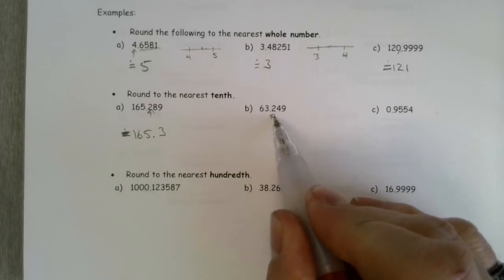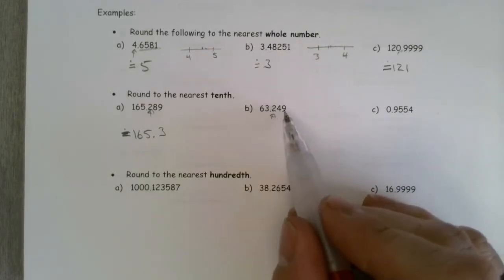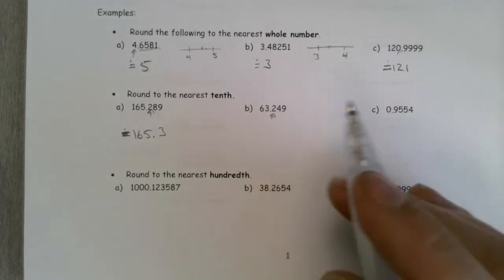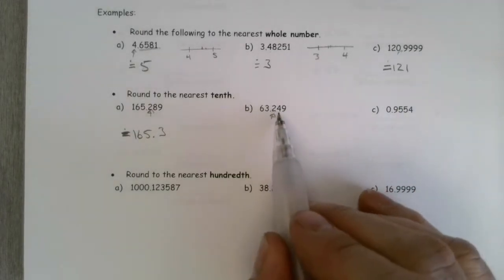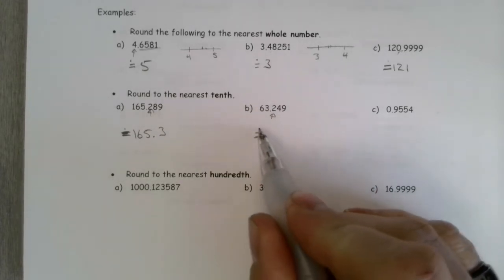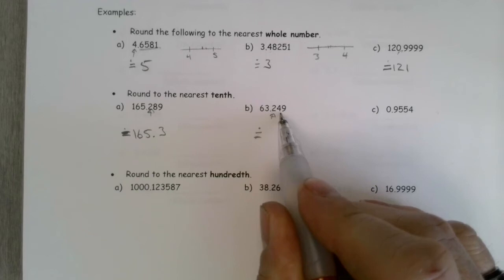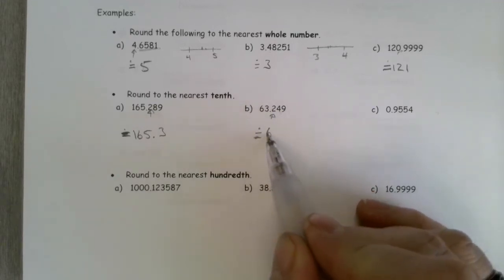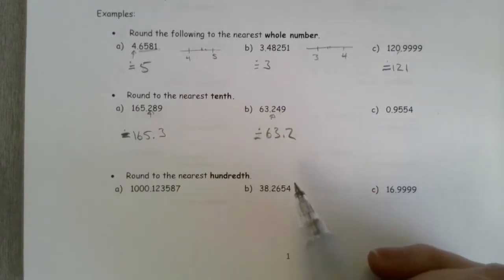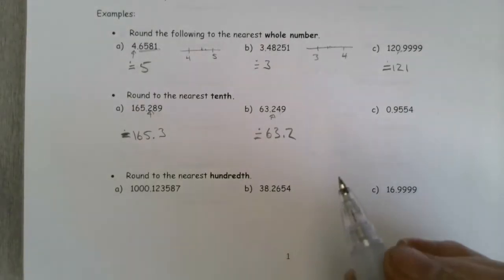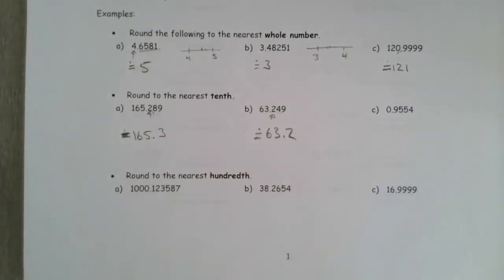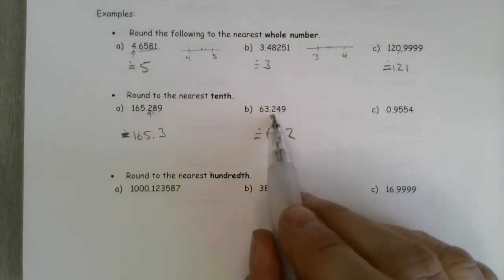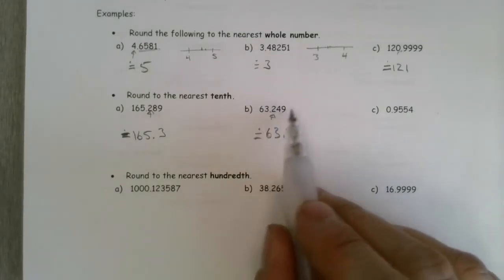Over here, here's our tenth spot. Again, it doesn't bother me that there's a 9 over there that might turn this 4 into a 5. I don't care. I'm only interested in the digit immediately to the right of the place value that I'm rounding to. Because that is a 4, that means that this little bit right here isn't quite over the halfway mark. This number is closer to 63.2 than it is to 63.5. And that's all we're trying to do. We're just trying to identify what number, written down to the tenth spot, this whole number is closer to.